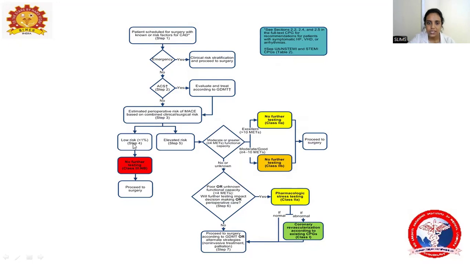If there is a low risk, there is no need for any further testing and it can be taken up for surgery. If there is an elevated risk, you have to look at the METs. If it is more than 4 METs, it can be excellent, like more than 10, or it can be 4 to 10. Then again, no further testing would be needed and you can proceed to the surgery. If it is poor or the metabolic equivalent is unknown, then go with pharmacological stress testing. Again, if this is normal, you can proceed to surgery. If it is abnormal, go for a coronary revascularization.